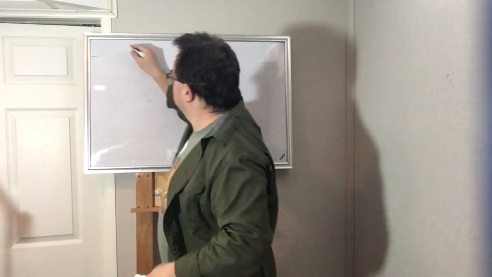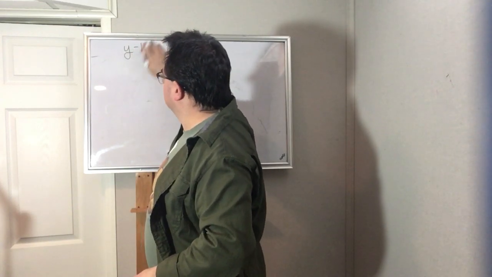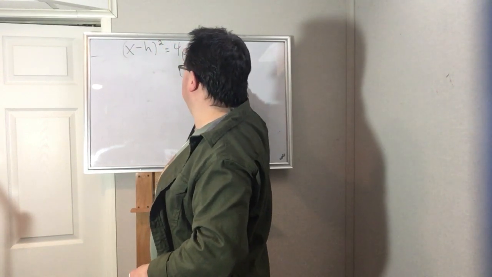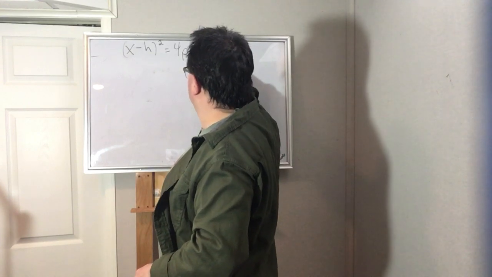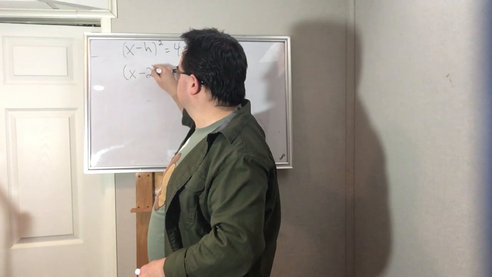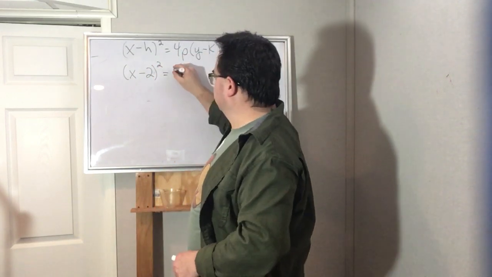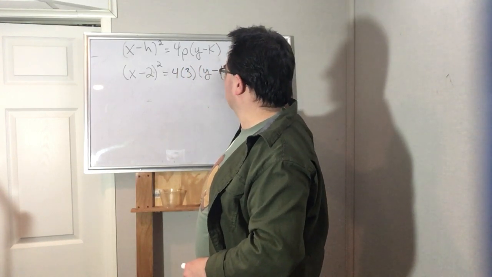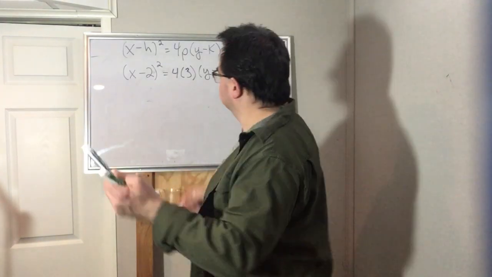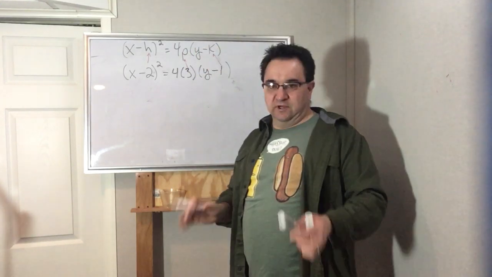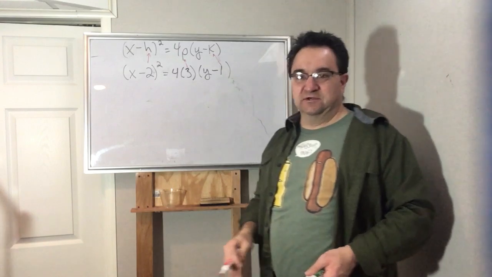All right, so let's start with the equation. So if I have x minus h squared equals 4p times y minus k, now let's throw some numbers in here. x minus 2 squared equals 4 times 3 times y minus 1. So notice what I've done is I put a number in for the h, the p, and the k, so they're numbers. Notice that the y and the x are still in the problem.